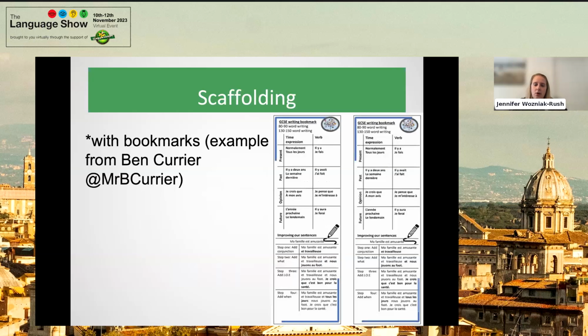Then I also created, and you can have access to all of that as well, bookmarks in French, Spanish, and German. And those bookmarks are really to support pupils with their writing about what to include, how they can improve their sentences and so on. And again, that could be a good scaffold to help your pupils.